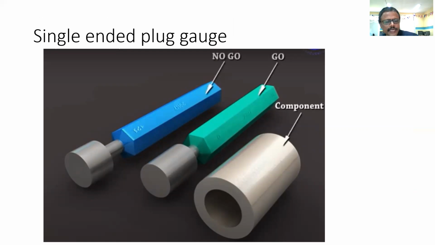So in all these three types, that is double-ended plug gauge, progressive plug gauge, and single-ended plug gauge, we are checking the hole size. For go size, we have to check the minimum limit of the hole, and for no go gauge, we have to check the maximum limit of the hole.